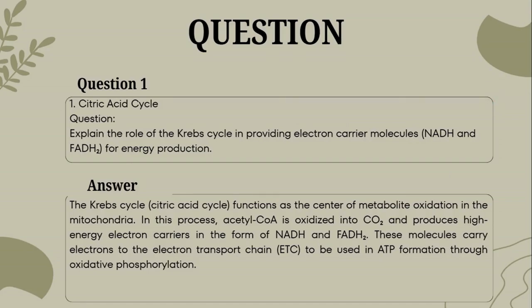So the first question about citric acid cycle. Explain the role of the Krebs cycle in providing electron carrier molecules, NADH and FADH2, for energy production. The Krebs cycle or citric acid cycle functions as the center of metabolite oxidation in the mitochondria. In this process, acetyl CoA is oxidized into CO2 and produces high energy electron carriers in the form of NADH and FADH2. These molecules carry electrons to the electron transport chain, or ETC, to be used in ATP formation through oxidative phosphorylation.